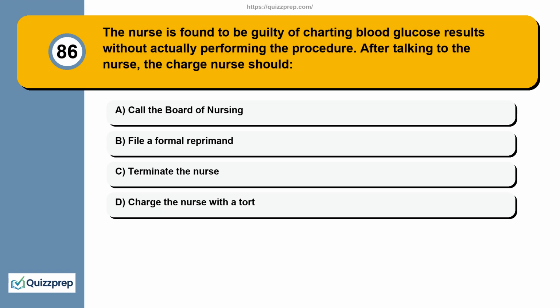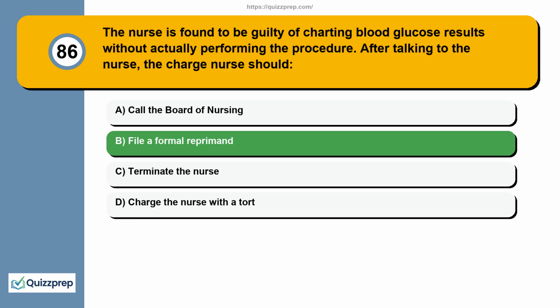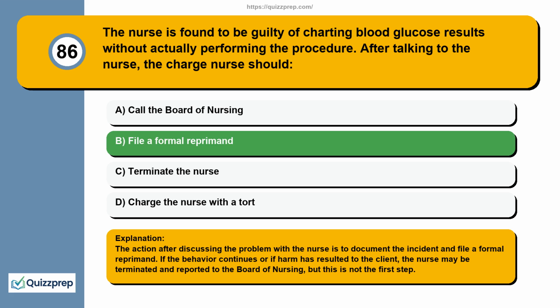Question 86. The nurse is found to be guilty of charting blood glucose results without actually performing the procedure. After talking to the nurse, the charge nurse should call the board of nursing, file a formal reprimand, terminate the nurse, or charge the nurse with a tort. The action after discussing the problem with the nurse is to document the incident and file a formal reprimand. If the behavior continues or if harm has resulted to the client, the nurse may be terminated and reported to the board of nursing, but this is not the first step.